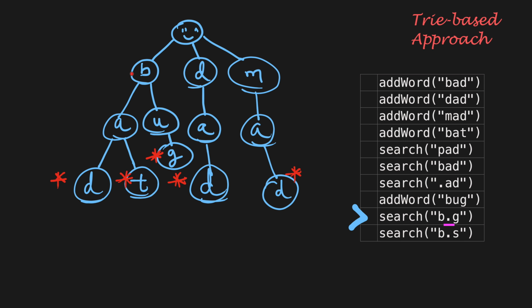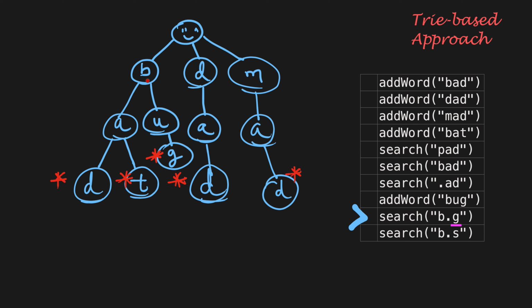and make the second decision where we go to the child U and again check if U has a child G, and the answer is yes this time. So we move to it, and now since we have reached the end of the search word and we are at character G, we check if there is an is-end-of-word flag set on the G node, and the answer is yes to this as well.